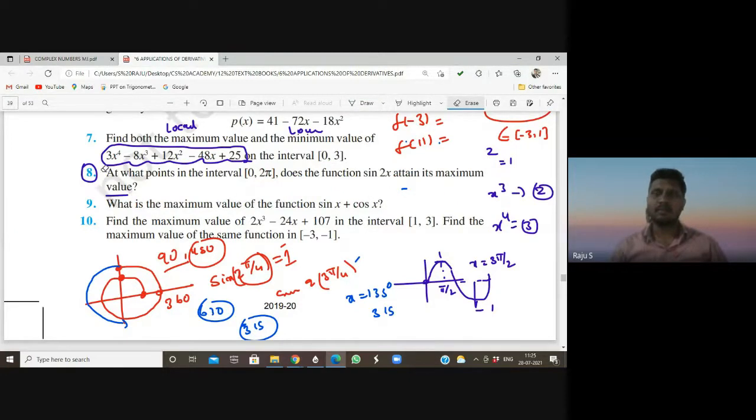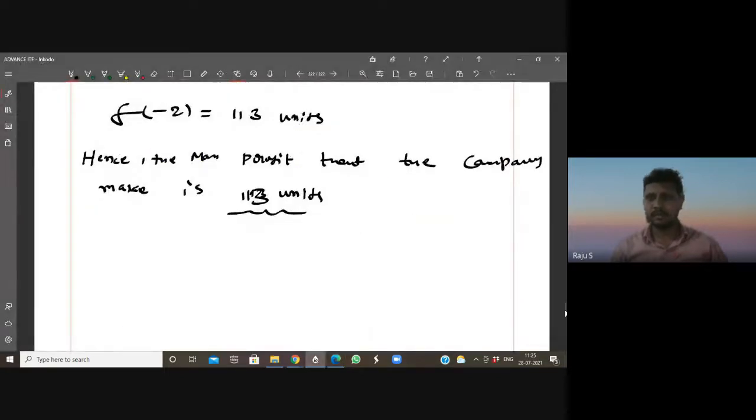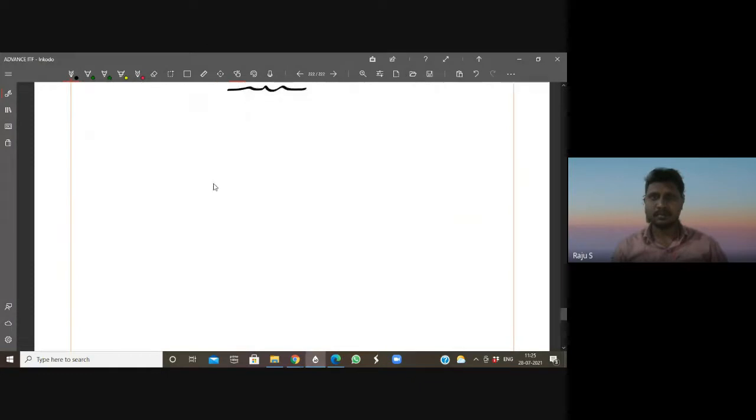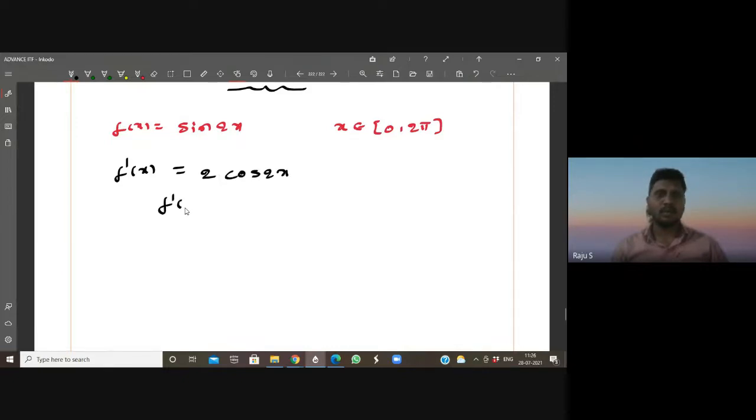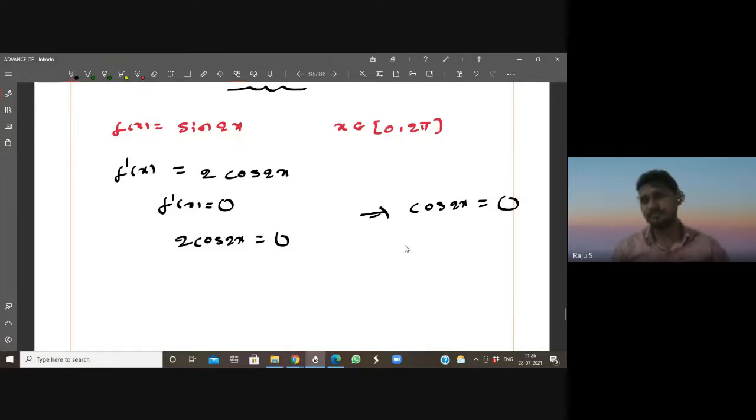Now let's do it directly. The given function f of x is equal to sine 2x. The given interval is 0 to 2 pi. So what shall we do here? First f dash of x. F dash of x is equal to 2 cos 2x. Now for the maximum, what shall we do? Equate f dash of x to 0. That is 2 cos 2x equals 0, which implies cos 2x is equal to 0. Cos 2x is equal to 0 means what shall we write?